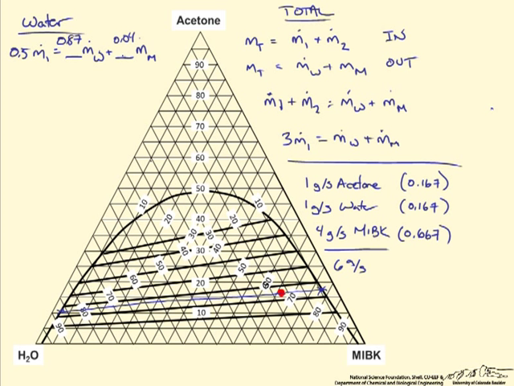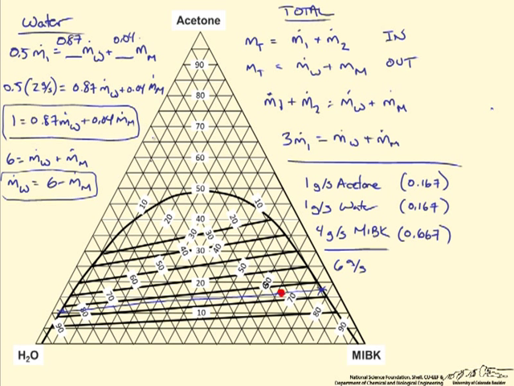Okay? So now we have our balance there and our balance for the total. It looks like we have 3 unknowns and 2 equations, but we do have a basis for M1. We know it's 2 grams per second. So we'll fill that in for M1. We have 2 equations, 2 unknowns. So we could go ahead and solve this. So you can see I've simplified the water balance to get 1 equals 0.87 MW plus 0.04 MM. And the total simplifies to MW equals 6 minus MM.